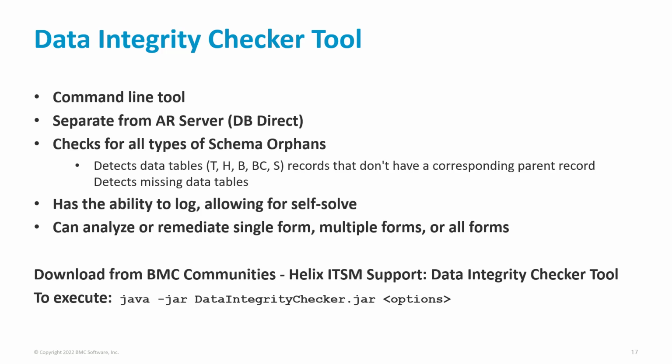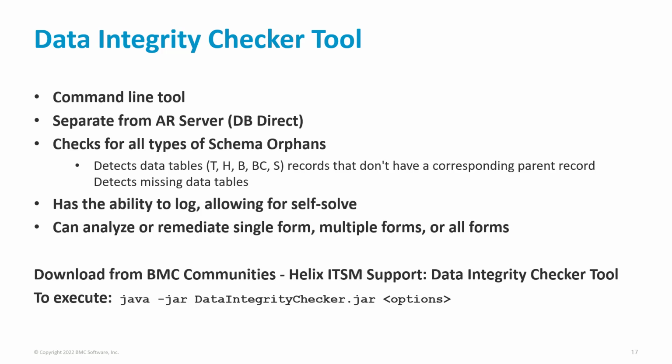The next thing I want to look at is the Data Integrity Checker tool. This is a command line utility that can be run directly to ARServer, but you can also go directly to the database, so you can bypass ARServer. It kind of depends on what permissions you have. If your DBA is involved, you may want to go directly to the database. This utility will check for all kinds of schema orphans. So it'll look at the T, H, B, BC, and S tables.